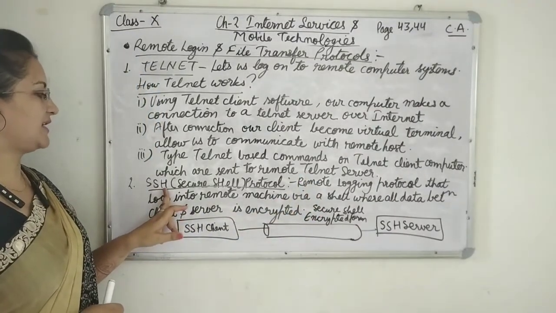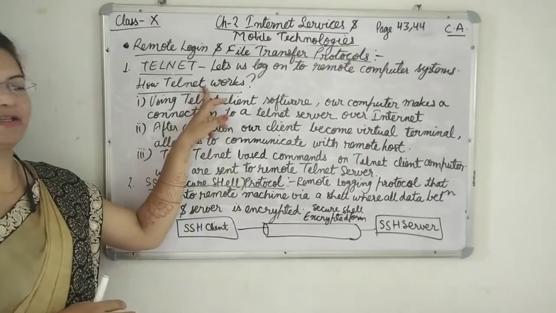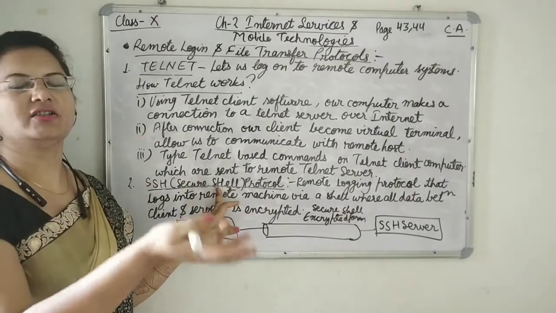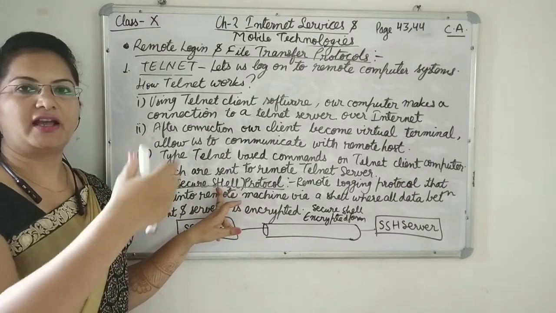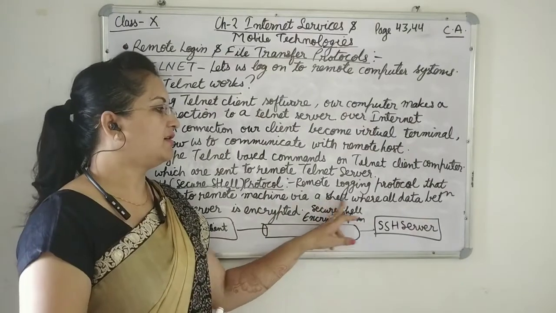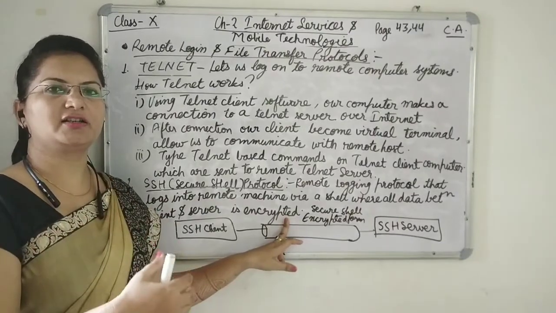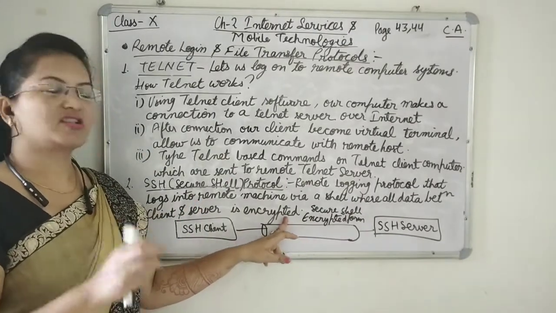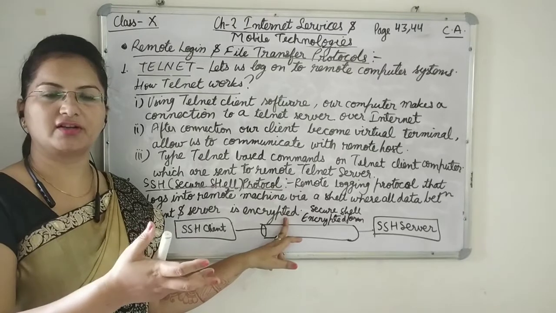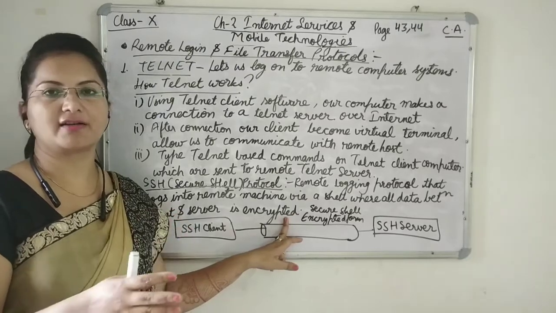Now, another connection is SSH, the secure shell protocol. Secure shell means, see, telnet is not secure. SSH is secure because it uses a secure shell for the connection between the client computer and the remote host. It is a remote logging protocol that logs into the remote machine via shell, where all data between the client and server is encrypted. Whatever data is sent from the client computer to the remote server, the connection will be totally encrypted. The data sent from our computer to the remote server is converted into another language that third parties, meaning hackers, cannot understand.